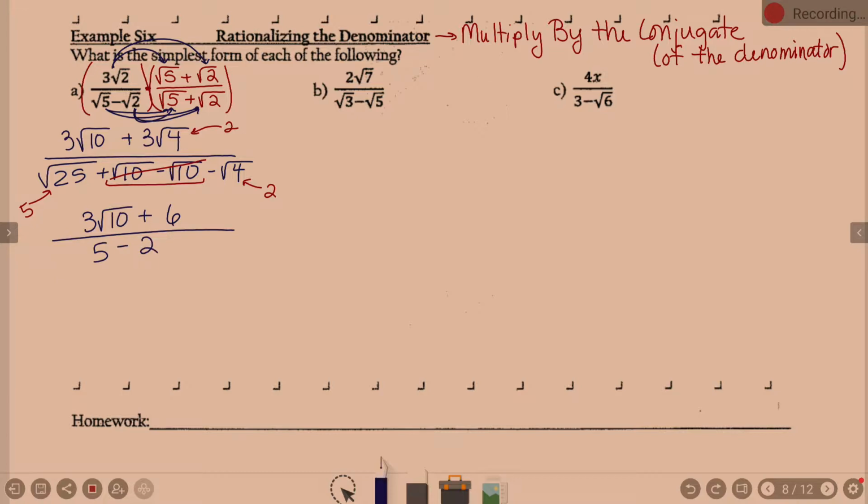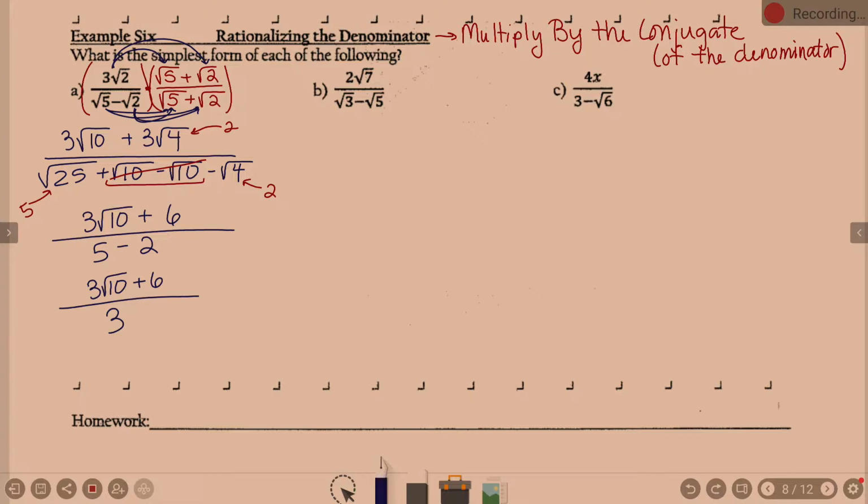I went ahead and wrote that step. Some of you might be like, really, Mrs. Sargent, you didn't go ahead and subtract the bottom? I did not. Feel free to go ahead and subtract on your own. Okay, keep going. My numerator, can I add 3 square root of 10 and 6? No. So they're going to say 3 square root of 10 plus 6. But 5 minus 2 is 3. Good news. No radicals in the denominator.